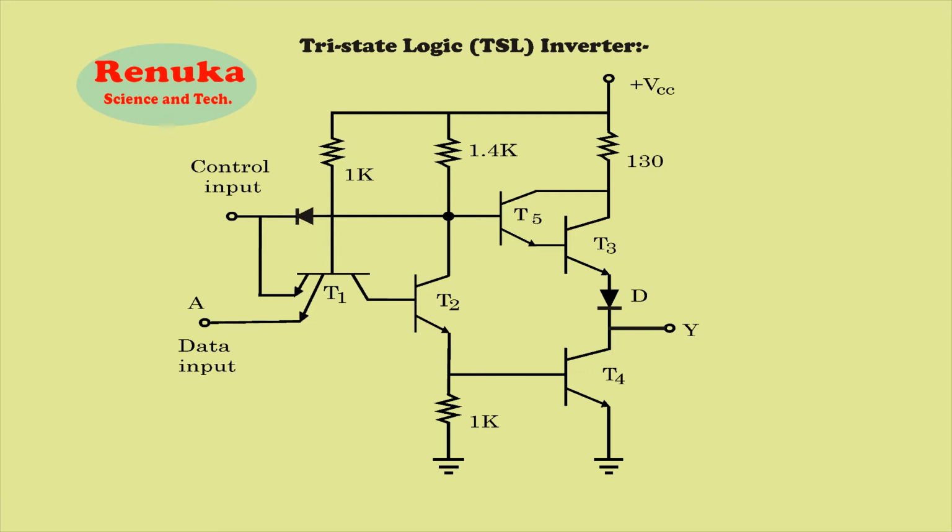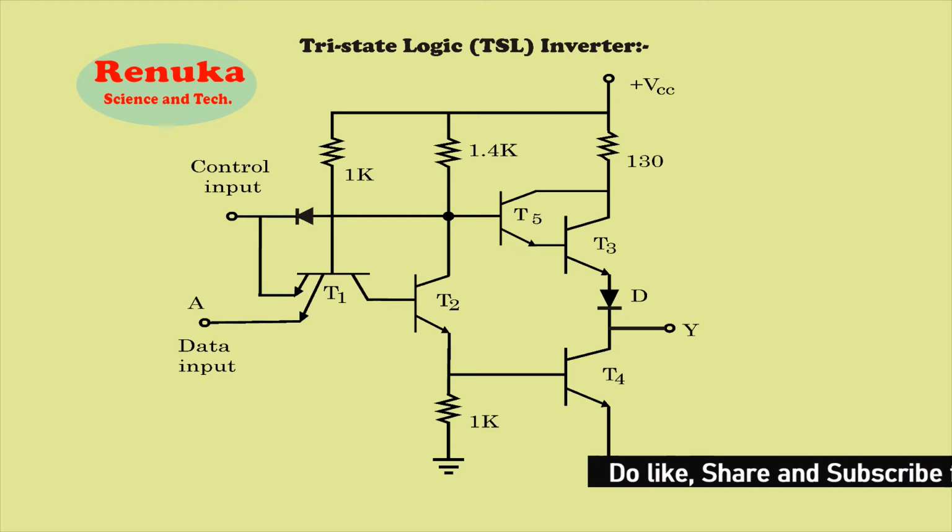In this topic, we will only discuss the tri-state inverter, that is a NOT gate with tri-state output, as shown in the figure. A TSL inverter has three states of output: high, low, and the third state, the high impedance state. Let us see the diagram. In the circuit diagram, you can see the transistors T1, T2, T3, diode D and T4, and the remaining resistors, connected as in the TTL inverter. The additional component connected here is only a diode connected between the collector of T2 and the control input.